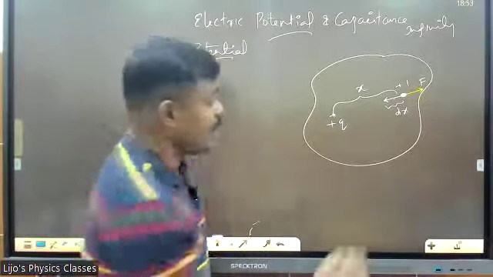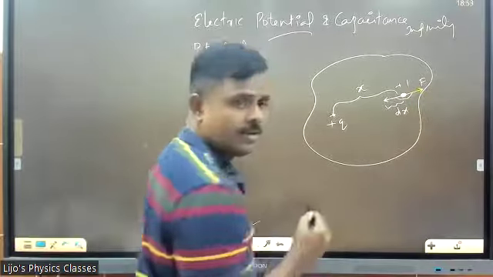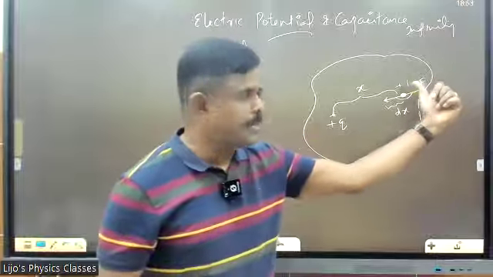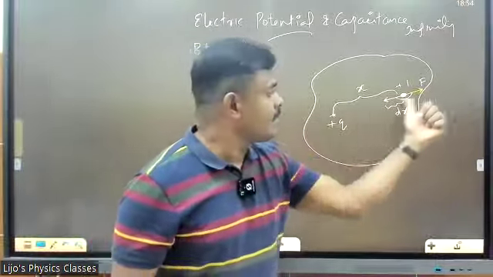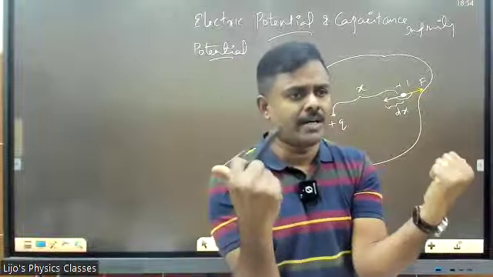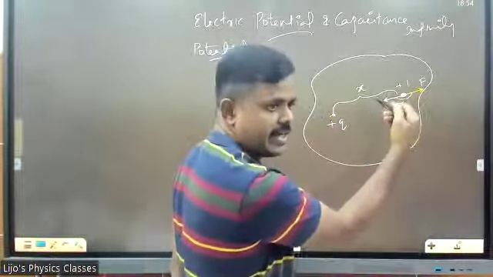Got it? Okay. What is the angle between them now? 180 degrees, right? Force is outward. Displacement is inward. They are anti-parallel. The angle is 180 degrees, right?